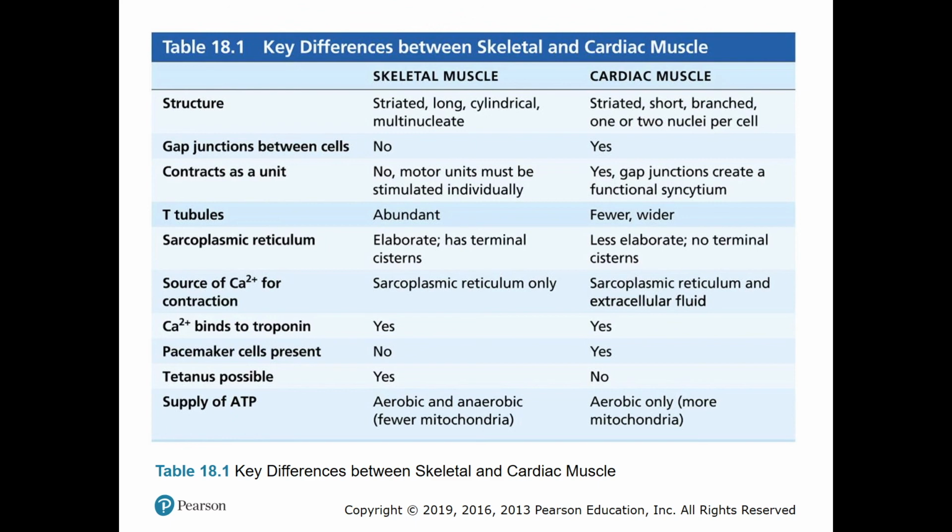T-tubules are abundant in skeletal muscle, whereas there are fewer and wider in cardiac muscle. The sarcoplasmic reticulum is elaborate in skeletal muscle. It also has terminal cisterns, whereas it's less elaborate in cardiac muscle. There are no terminal cisterns. The source of calcium for contraction is the sarcoplasmic reticulum only in skeletal muscle, whereas in cardiac muscle, it's the sarcoplasmic reticulum and extracellular fluid.